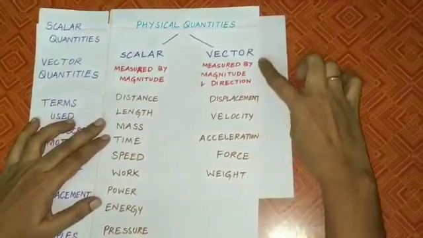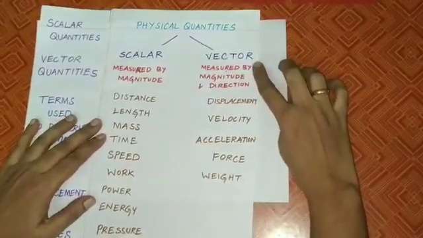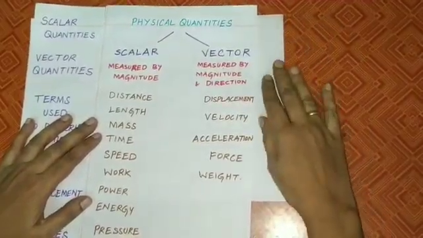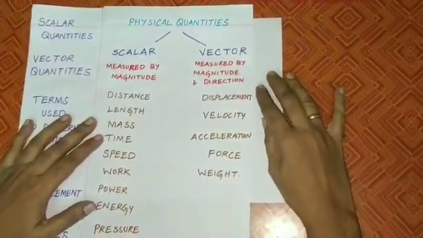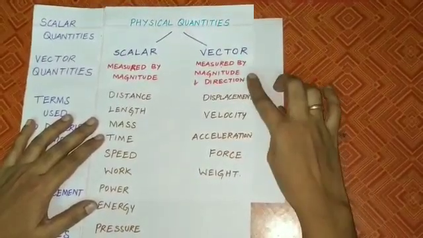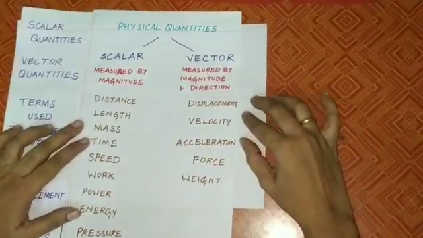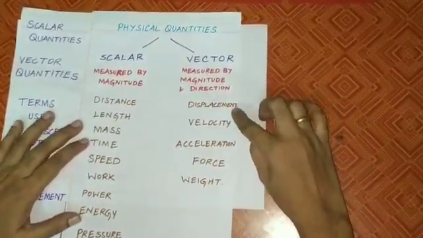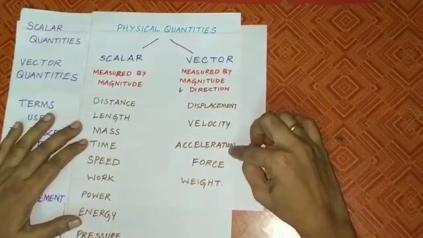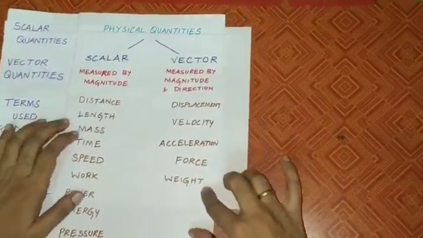Vector quantity is the physical quantity which has both magnitude and direction. Vector is described by its measure along with a specific direction. Examples of vector quantities are displacement, velocity, acceleration, force, weight, etc.